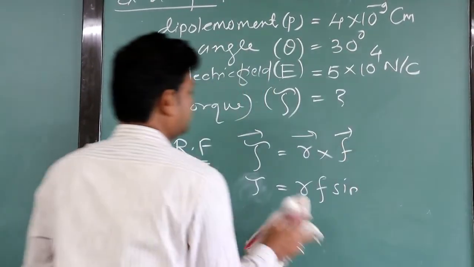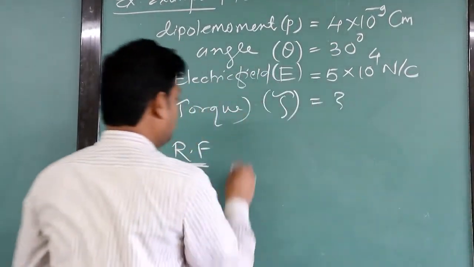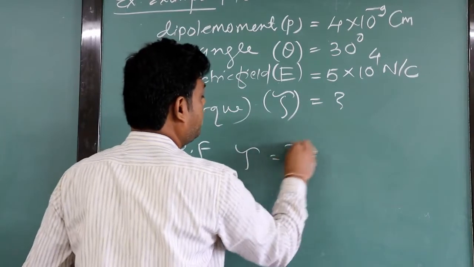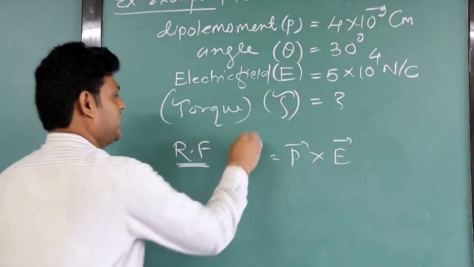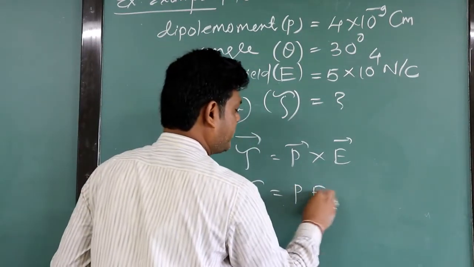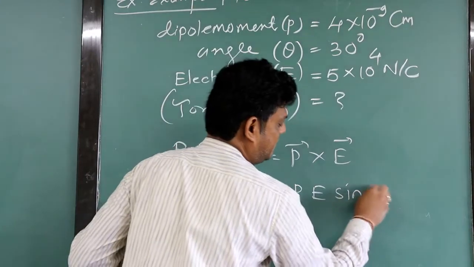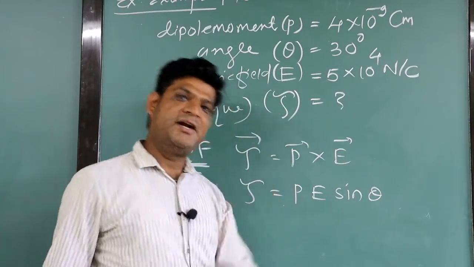Torque equal to, this is the formula for standard 11, but here the torque equal to p vector cross E vector. It is a vector quantity. So torque τ equal to, we can write p E sin theta. Right? This is the torque.